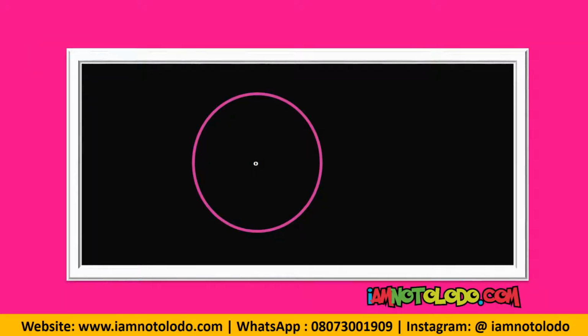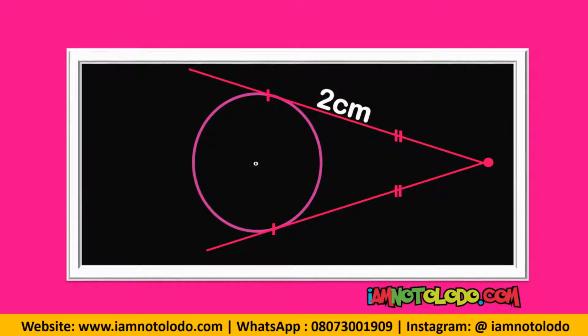Let's assume there is an external point here and a line is drawn and it touches the circle. These two lines are always equal in length whenever it happens. That is, this side and this side, they are the same. They are equal in length. If this side is 2 centimeters, this side will be 2 centimeters.